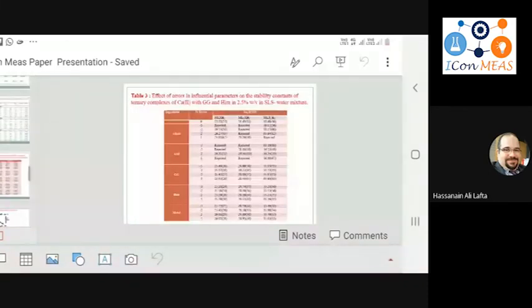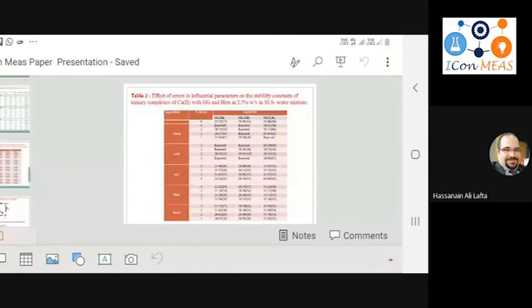The next one is the effect of influencing parameters on the stability constants of ternary complexes. That means I have varied the concentration of alkali, acid, glycine, histamine, and metal. Among these, alkali and acid highly influence the stability constants of the metal.